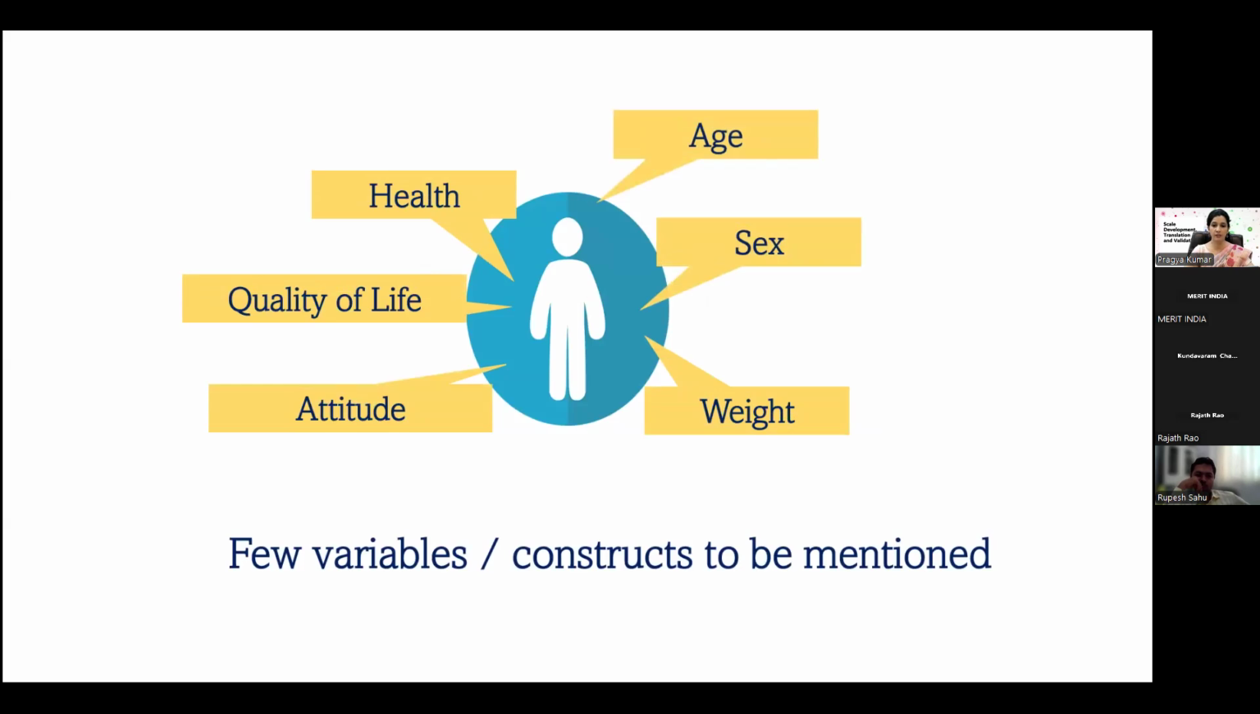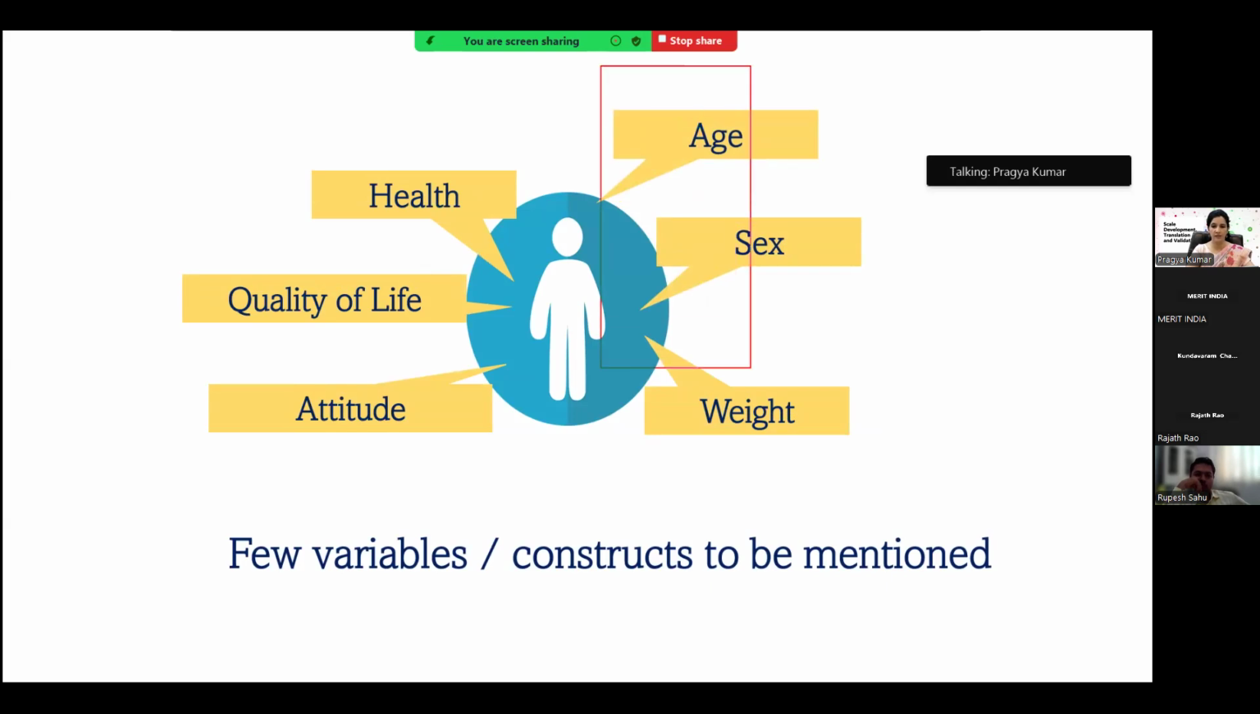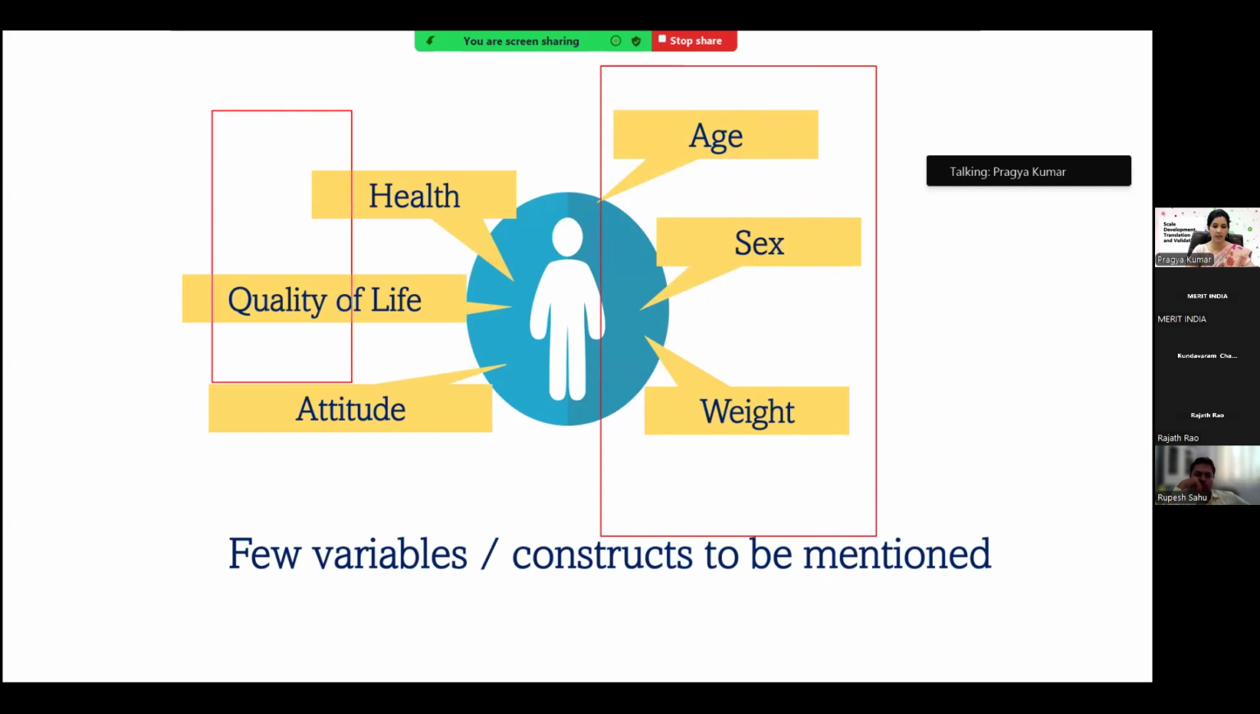If you see towards the right side of this slide, it is age, gender and weight. But if you focus on the left side, it is health, quality of life and attitude. So can you differentiate between these 2 categories of construct or variable? What is the difference? Age, sex and weight, versus health, quality of life and attitude. If you have to measure attitude, haven't you found it difficult in a KAP questionnaire when you have to form a question on attitude, how to form the items, how to measure attitude?